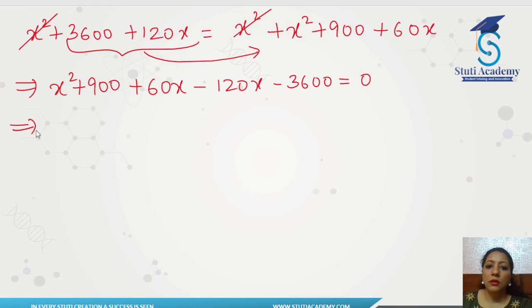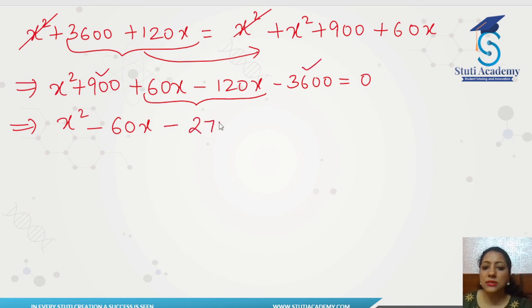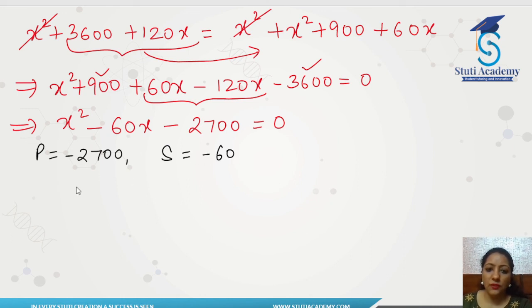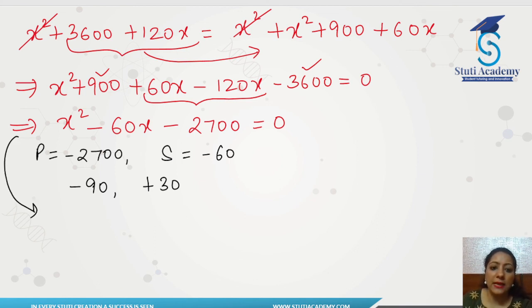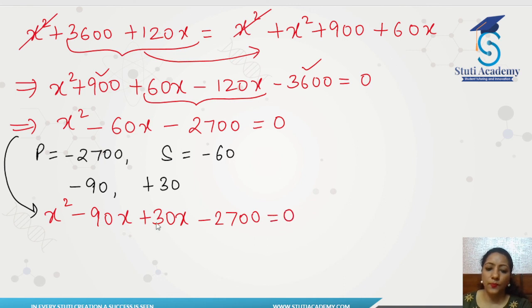0. Now we have x square, and we can combine these two. We'll get minus 60x, and these two can be written as minus 2700 is equal to 0. Now we want two numbers whose product is minus 2700 and the sum is minus 60. So if we take minus 90 and positive 30, that is going to give us the product minus 2700 and will give us the sum minus 60. So we can write this one as x square minus 90x plus 30x minus 2700 is equal to 0.